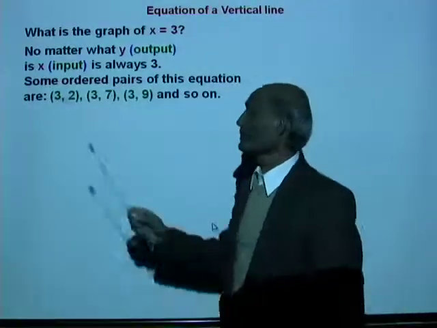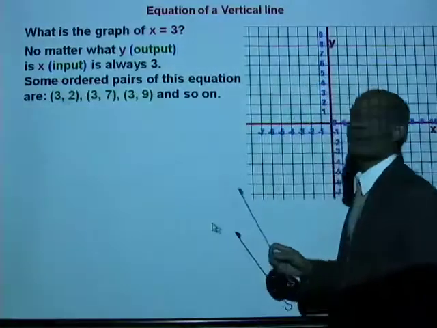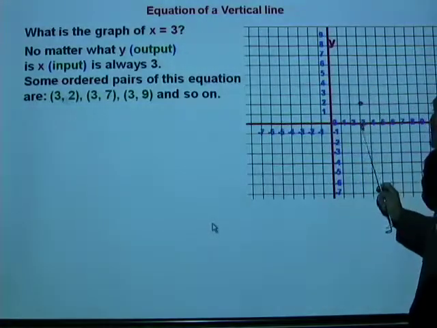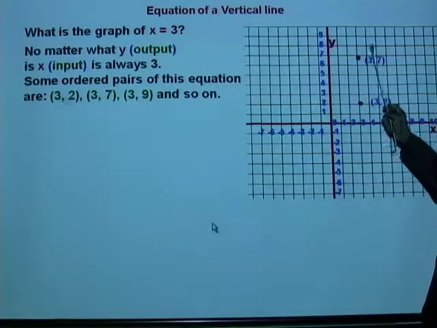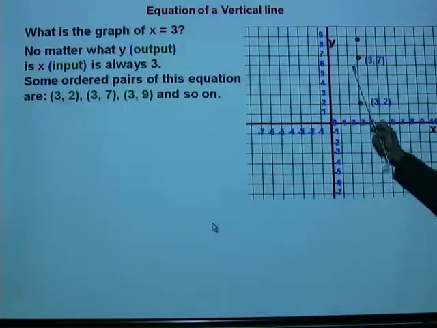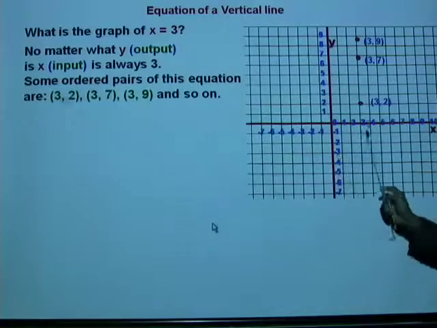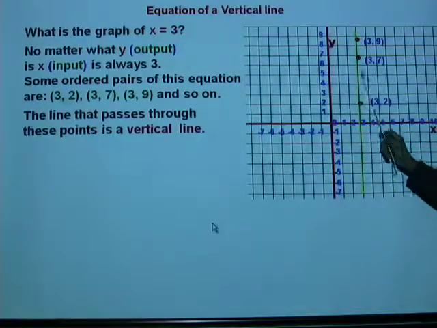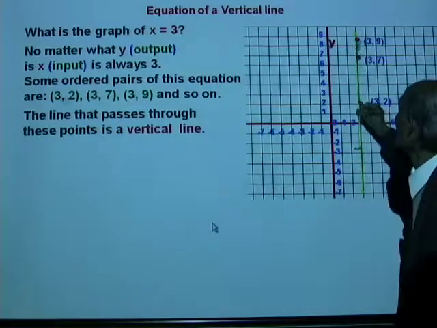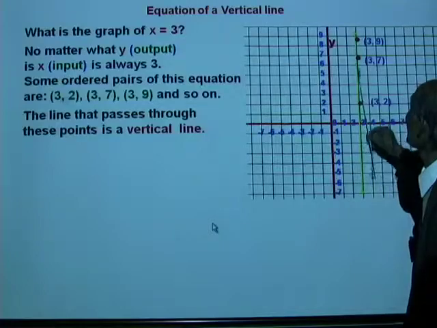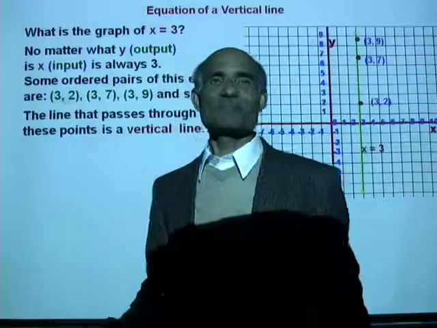Let's look at some ordered pairs. (3, 2), (3, 7), (3, 9), and so on are some ordered pairs. Let's mark them. (3, 2), (3, 7), (3, 9). They are all ordered pairs for that equation, x equal to 3, and that is a vertical line. For a vertical line, the input is the same all over. The outputs will be different.